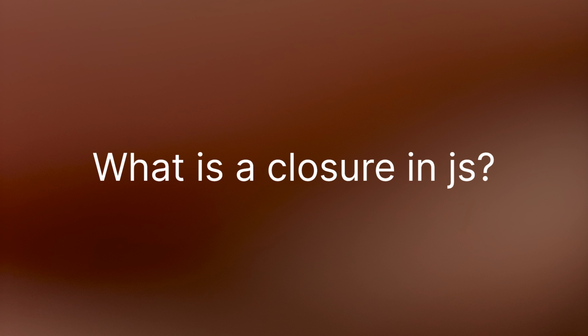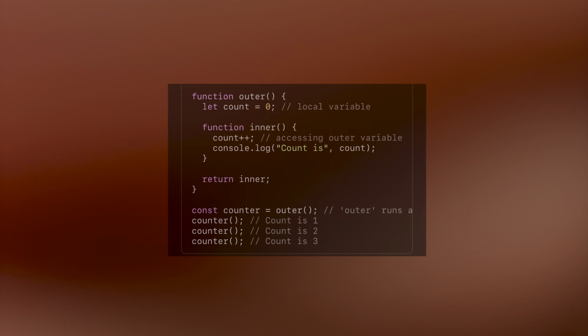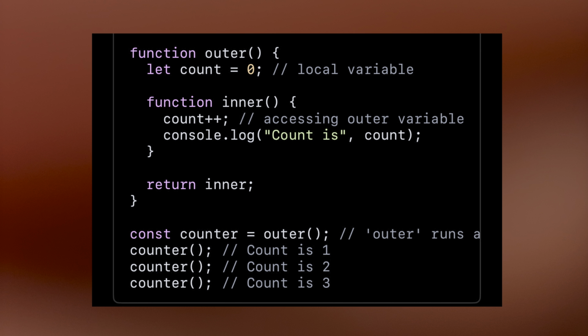Question 2. What is a closure in JavaScript? Closure is a feature where an inner function has access to the outer function's variables even after the outer function has finished executing. This allows the inner function to remember the environment in which it was created.